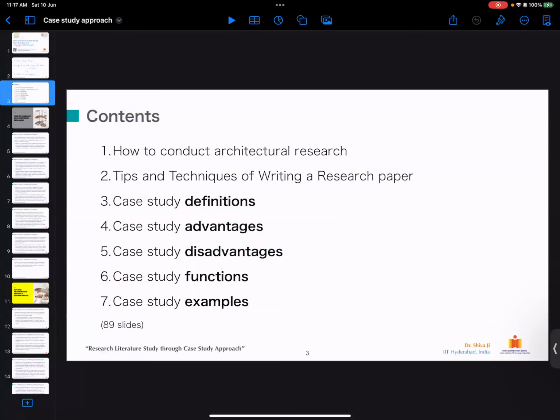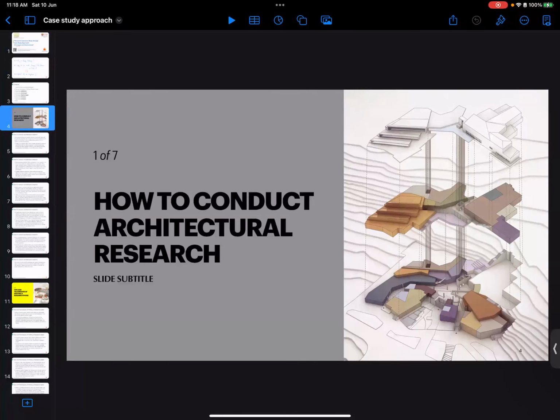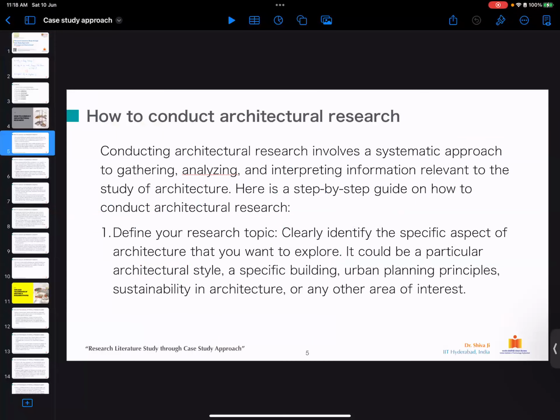There are 7 chapters. First one, conduct any typical architectural research. That is very normal. I'm sure all the PhD students who have done their research methodology course may know it already. But just to give a brief in a few minutes: define your research topic so that you know what you are going to do, because a lot of time goes into pinpointing the research topic you are going to undertake. Once that is defined, you can assume half of the work is done.